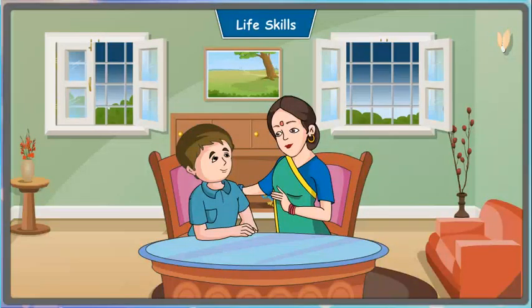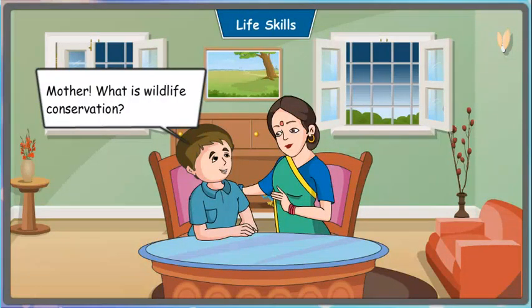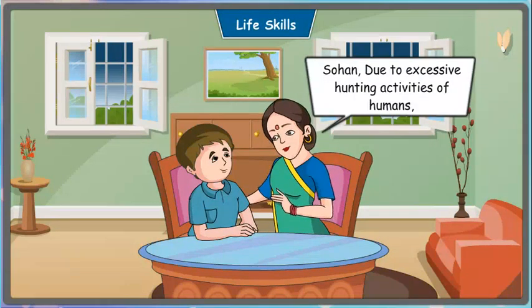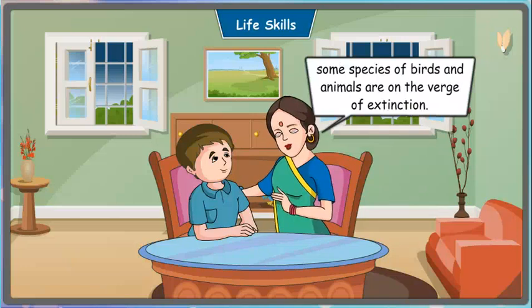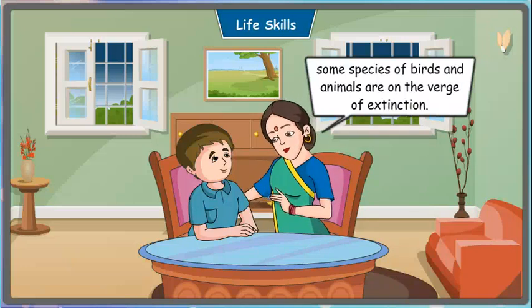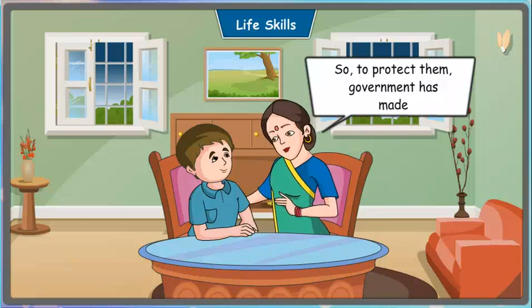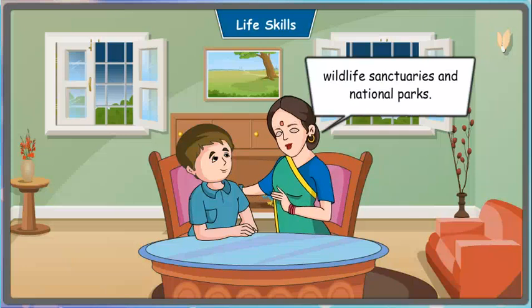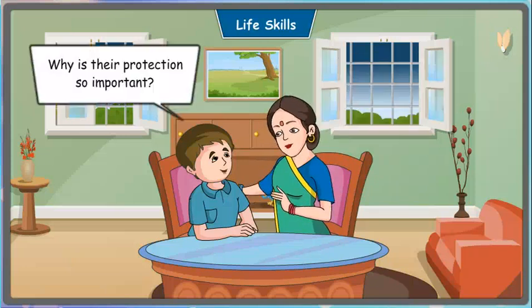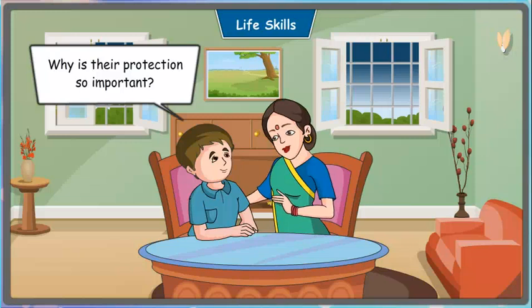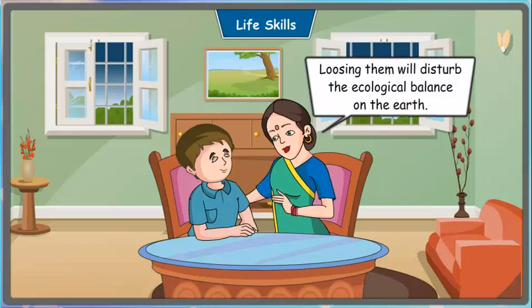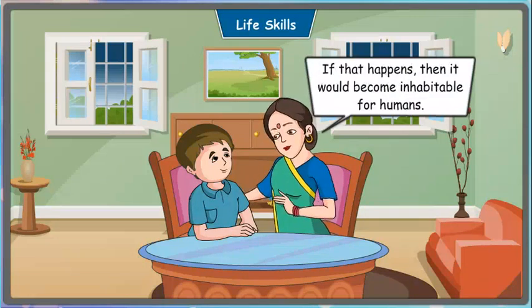Life skills. Mother, what is wildlife conservation? Sohan, due to excessive hunting activities of humans, some species of birds and animals are on the verge of extinction. So, to protect them, government has made wildlife sanctuaries and national parks. Why is their protection so important? Losing them will disturb the ecological balance on the earth. If that happens, then it would become inhabitable for humans.